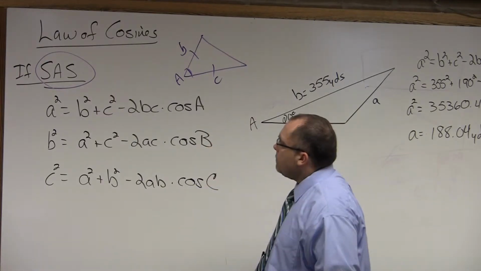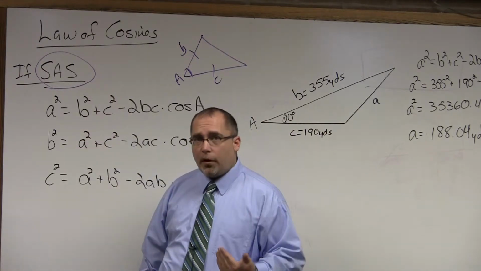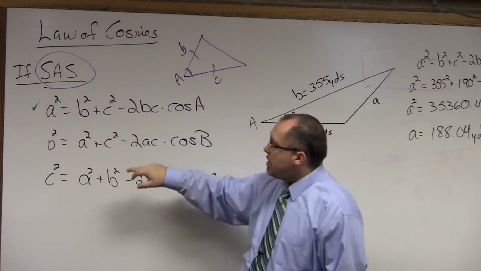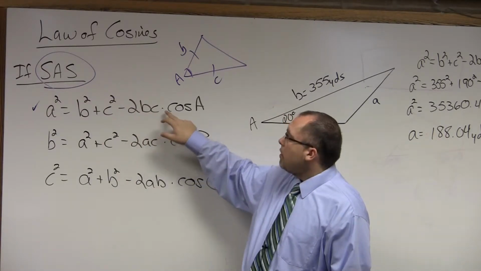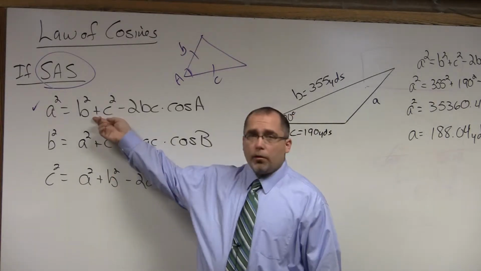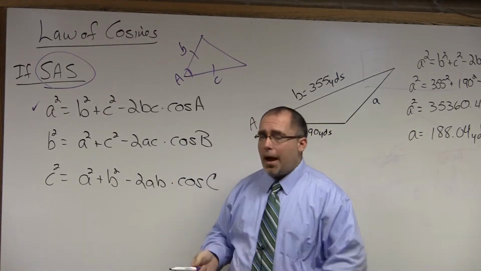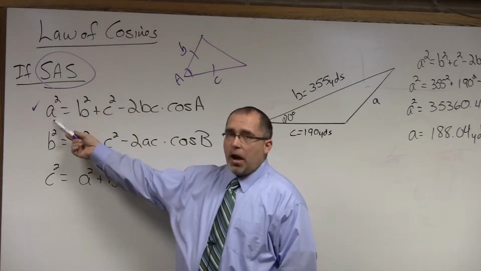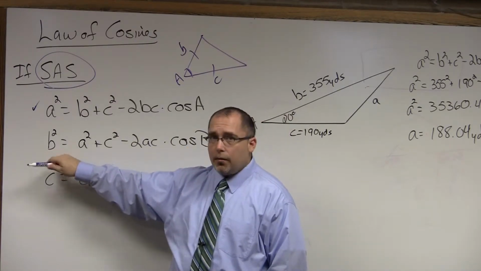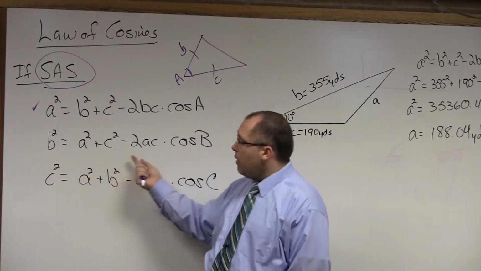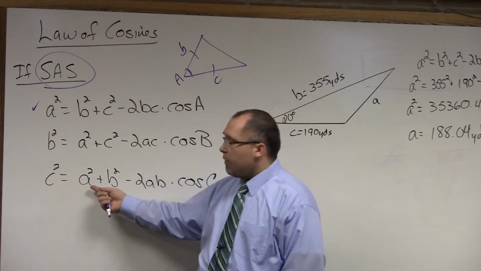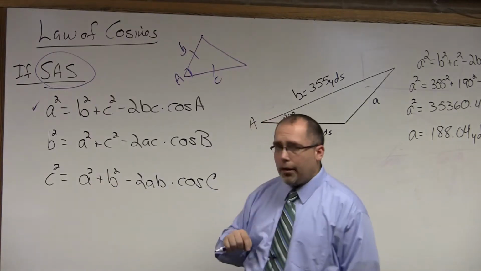Now, I gave three different variations of the same formula. The original formula is this one right here. A squared equals B squared plus C squared minus 2 times B times C times the cosine of angle A. Now, if we're solving for side B, we do not algebraically rearrange this, but rather look at the pattern. In other words, if we're solving for side A, we're given sides B and C and angle A. If we're solving for side B, then we'd be given sides A and C and angle B. And naturally, if we're solving for side C, we'd be given sides A and B and angle C.